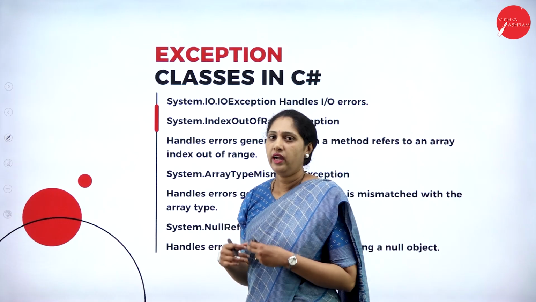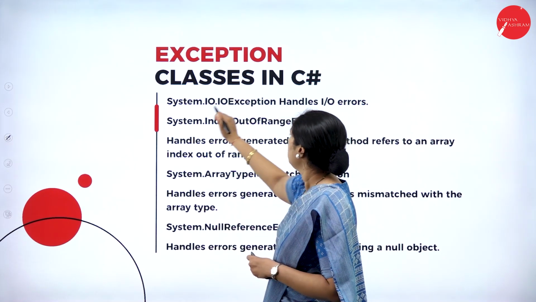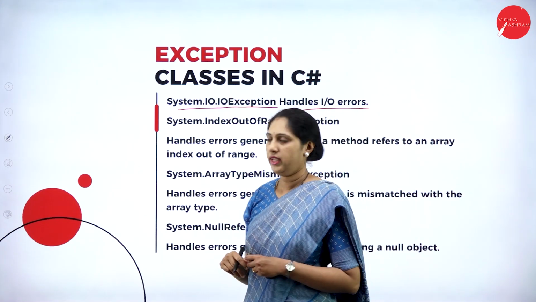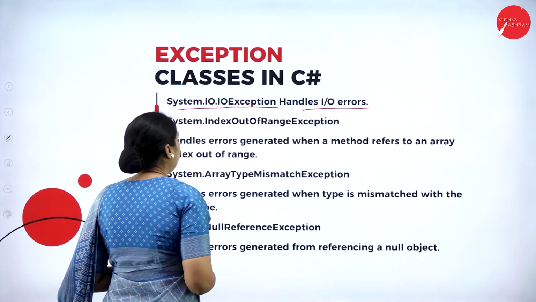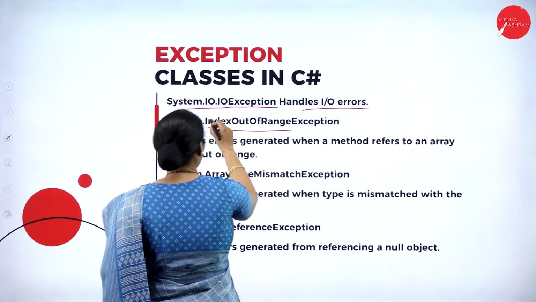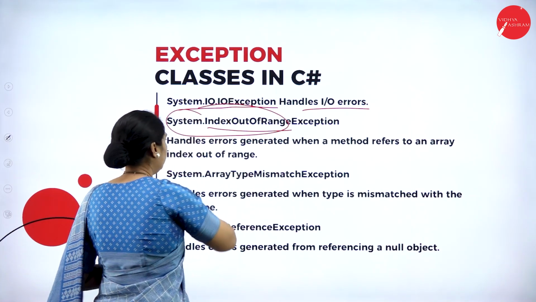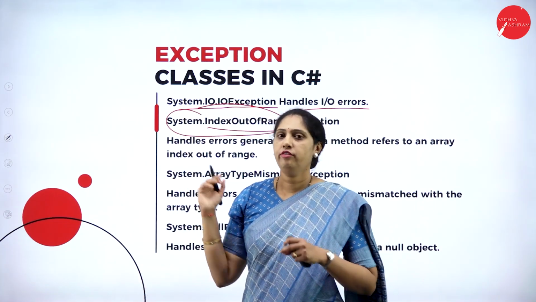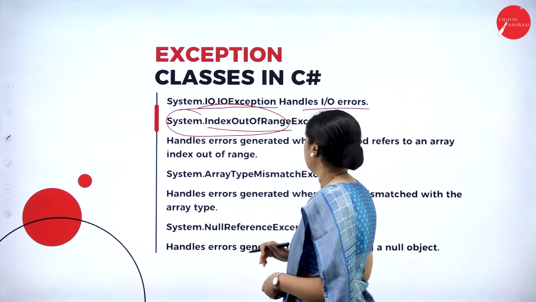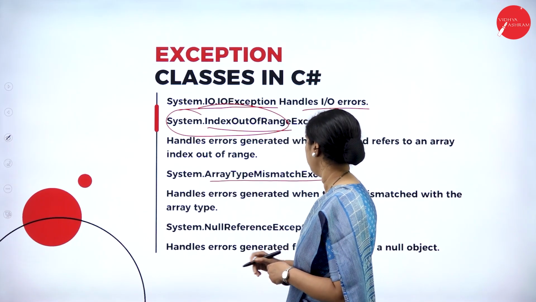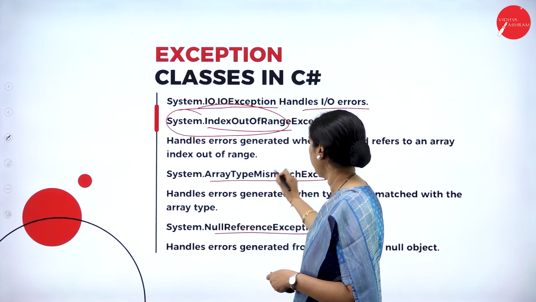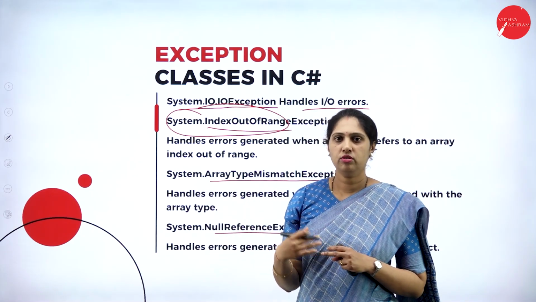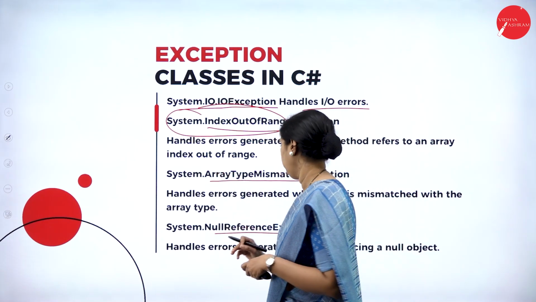Next, if I want to handle some exception, System.IO.IOException handles IO exceptions. If I want to use IndexOutOfRangeException, I have to use this statement. Similarly, there are many exceptions. Depending on your program, you have to use the exception. So ArrayTypeMismatchException is there and NullReferenceException is there. ArrayTypeMismatch I have already told: if the array is declared int, you have to use integer variables. You can't mismatch the type of it.